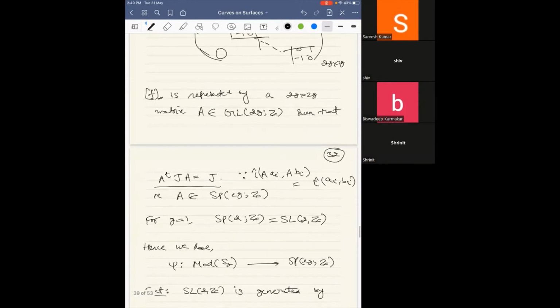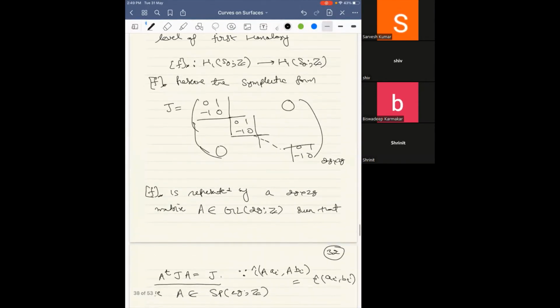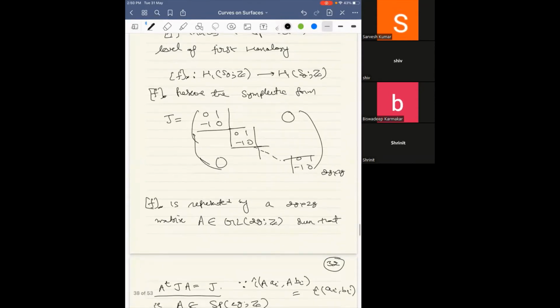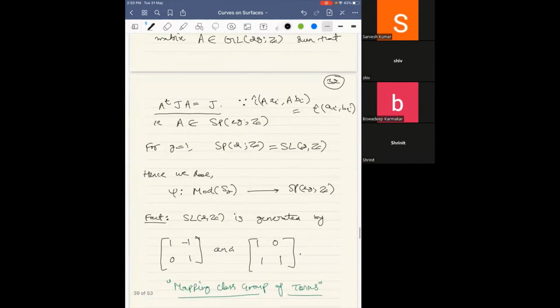I didn't get that. Okay, so if two maps are homotopic, then they induce the same action on homology, right? This is a fact. So that's why. Or are you asking how you get this element of H_1(S_g) as a matrix? At the end you are getting some map from Mod(S_g) to Sp_2g(Z), right? Okay, let me just write it. So there is an element, and this is the action on homology.